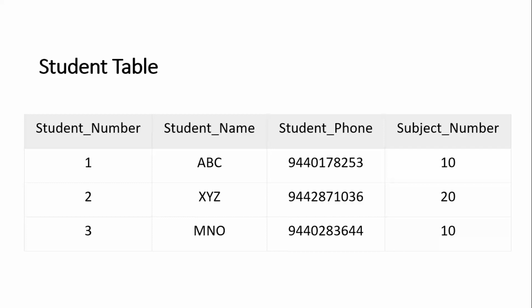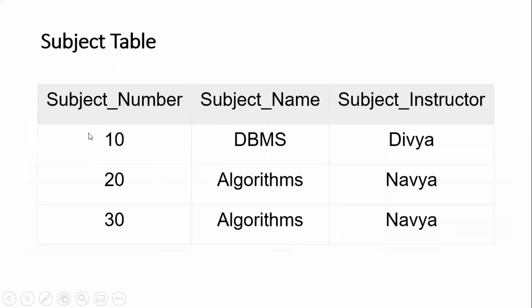I will show you the difference. Student number: here student is the prefix, to tell that you are defining a student, you prefix the column name with student. Here it is a subject table, so I am prefixing with subject: subject number, subject name, and subject instructor.